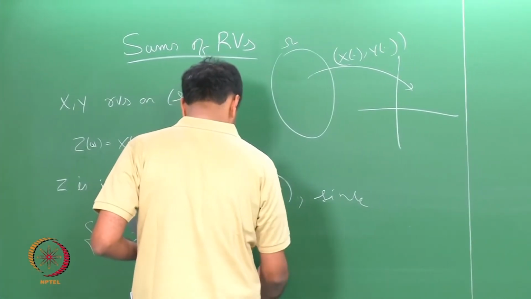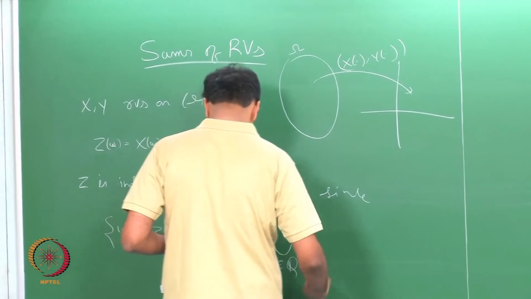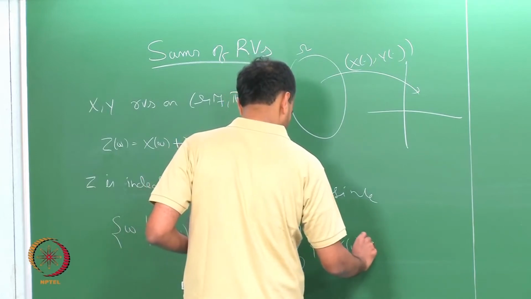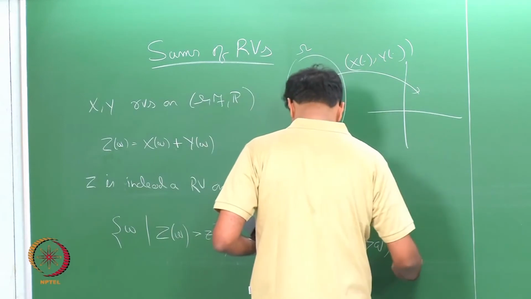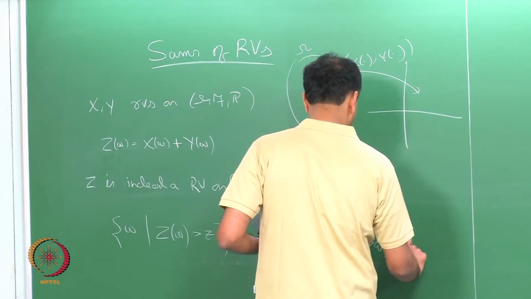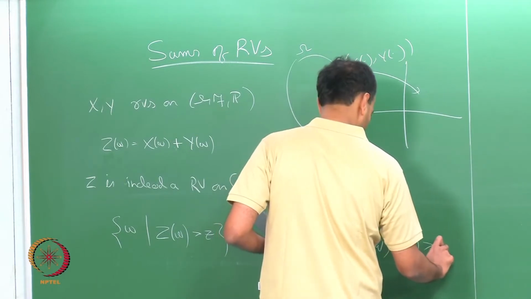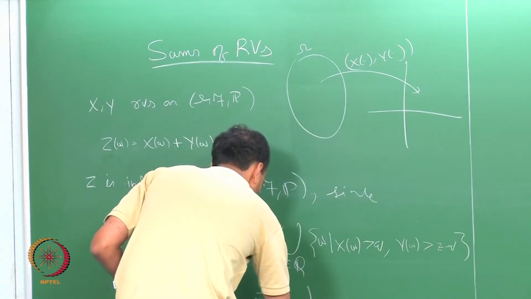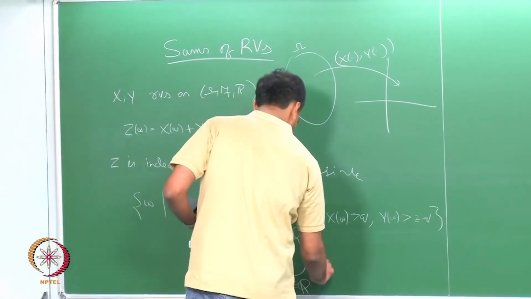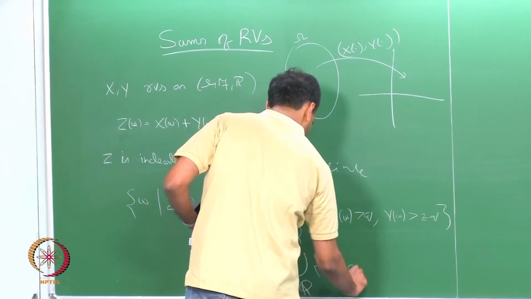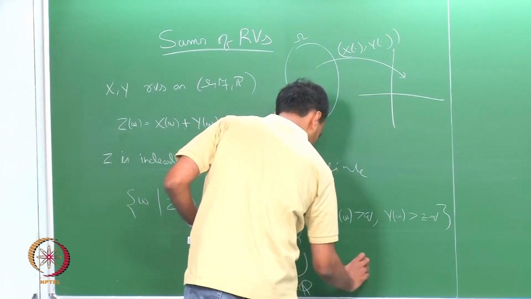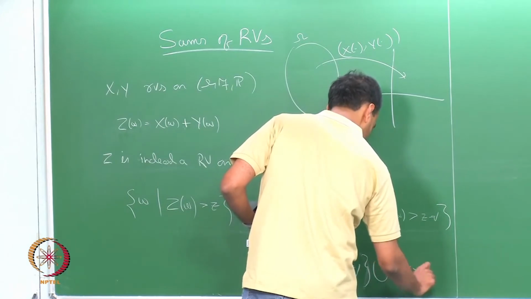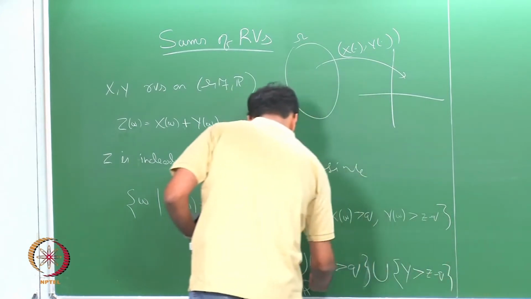this is the union over q in Q such that omega for which x bigger than q and y bigger than z minus q, which is the same as saying the union over q in Q of x greater than q, union y greater than z minus q, and the union is over the whole thing.